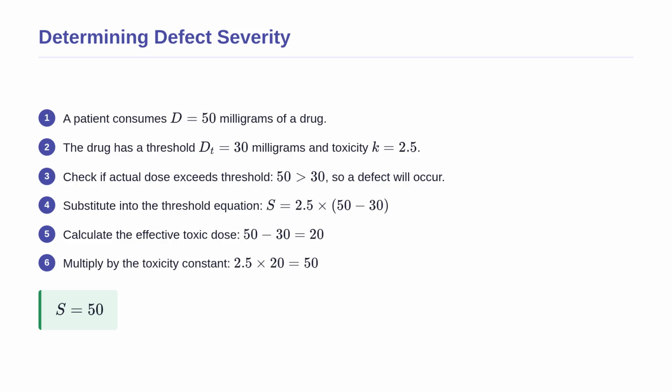We substitute our values into the equation. Subtracting the 30 milligram threshold from the 50 milligram actual dose leaves an effective toxic dose of 20 milligrams. This is the amount that overwhelmed the repair mechanisms. Multiplying this 20 by the toxicity constant of 2.5 gives a final severity score of 50, indicating a significant birth defect.